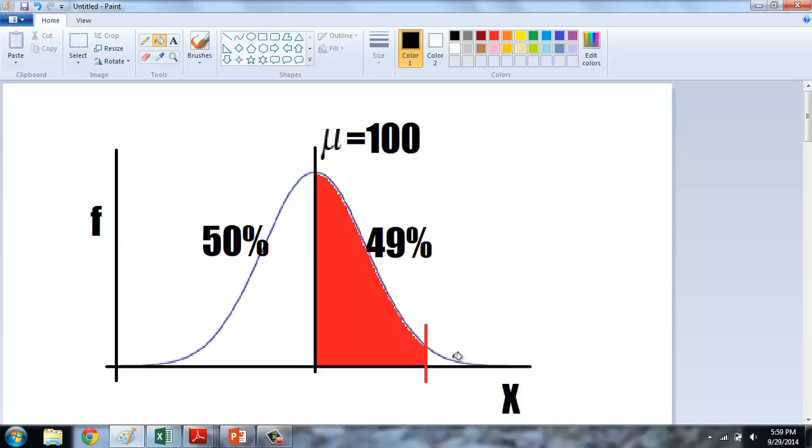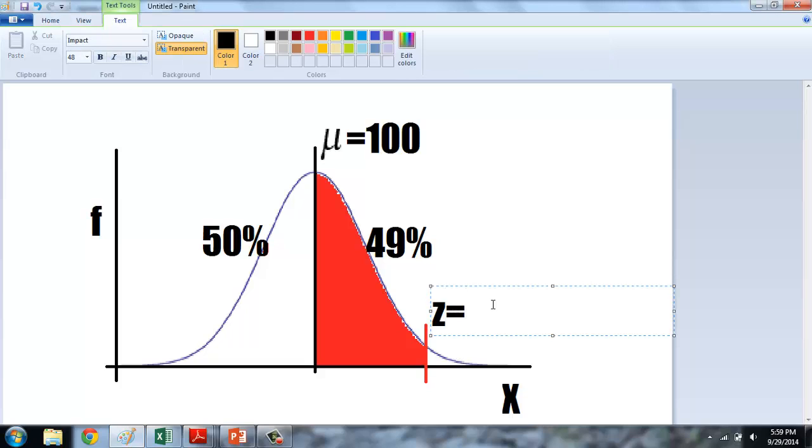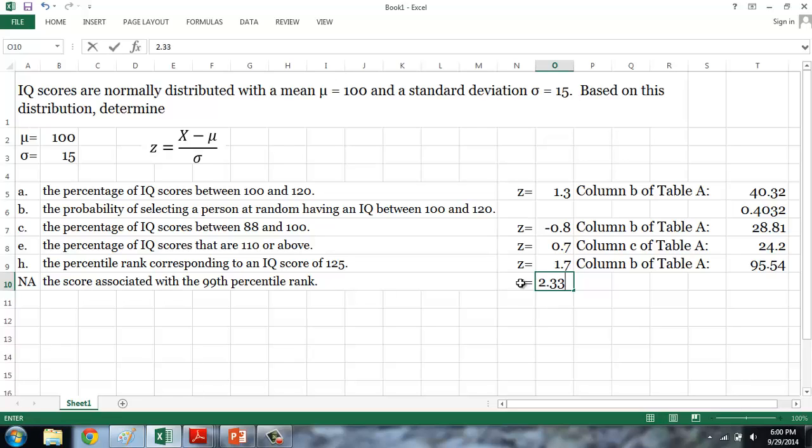So I'll start by looking at column B in the table, and I see that a z-score of 2.33 is associated with an area of 49.01%. So the z-score for 49% is about 2.33. So now I have a z, and I know the mean and standard deviation, so I can solve this equation for x. So first I multiply both sides by the standard deviation, and then I add the mean to both sides. By solving this equation for x, I now know if I have an IQ score of 135, my IQ is as high or higher than 99% of the population.